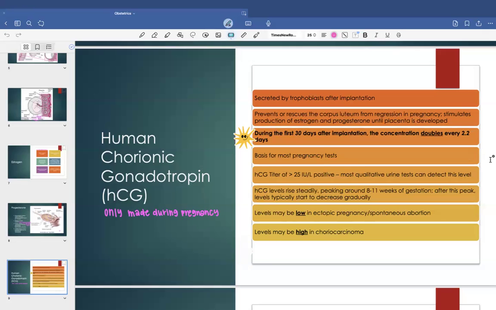HCG levels may be low in ectopic pregnancy and spontaneous abortion, and we'll talk about that in more detail. HCG levels may be high in choriocarcinoma, which is a type of cancer that occurs in the tissues of the placenta or the uterus following pregnancy. So instead of a fetus, it turns into a mass, but cancerous. Very rare, but it can be aggressive.